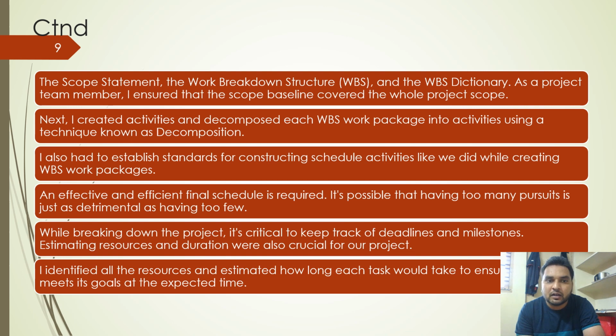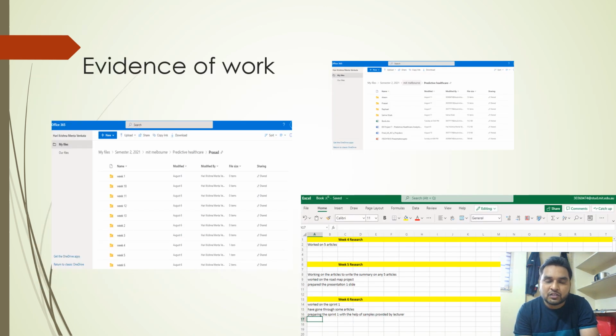An effective and efficient final schedule is required. It's possible that having too many activities is just as detrimental as having too few. While breaking down the project, it's critical to keep track of deadlines and milestones. Estimating resources and duration were also crucial for our project. I identified all the resources and estimated how long each task would take to ensure we meet our goals at the expected time. This is the evidence of my work.